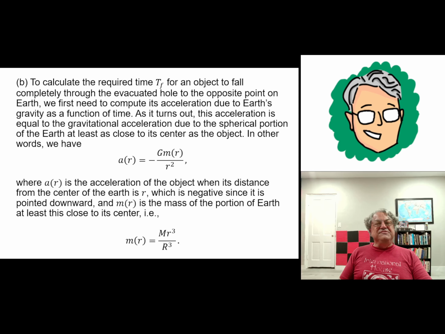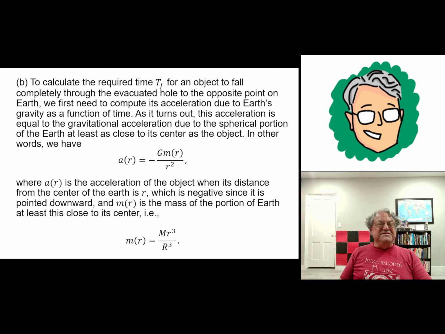And from Gauss's law, it turns out that the acceleration due to gravity at a point beneath the Earth's surface, if we say little r is the distance from the center of the Earth, which is less than big R, the radius of the Earth, has kind of the same form for the acceleration, except instead of capital M, the mass of the entire Earth, we're using the mass of the portion of the Earth, which I can call little m of r here. Little m of r is just the mass of the spherical portion of the Earth that's no farther than we are from the center.